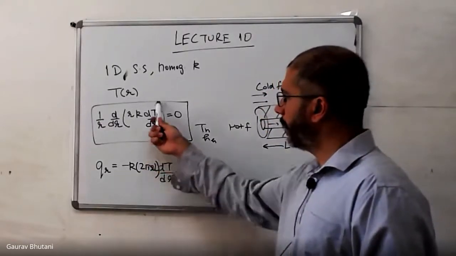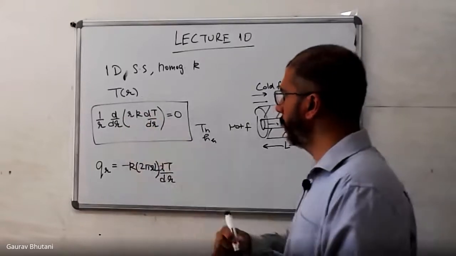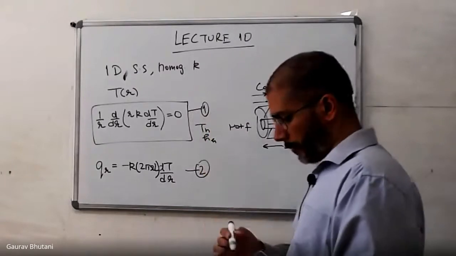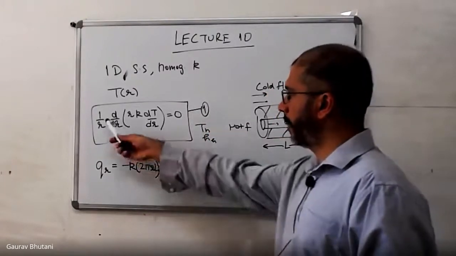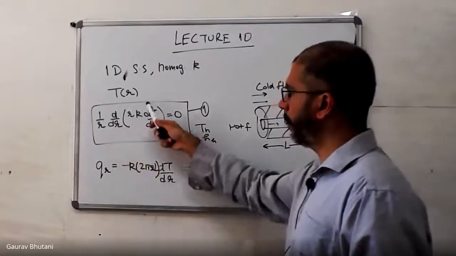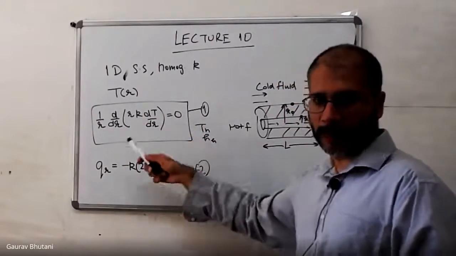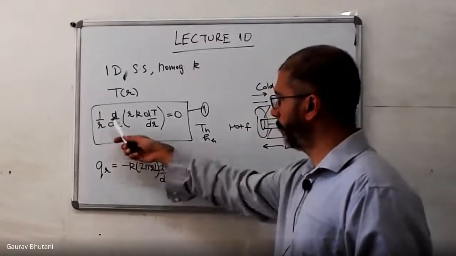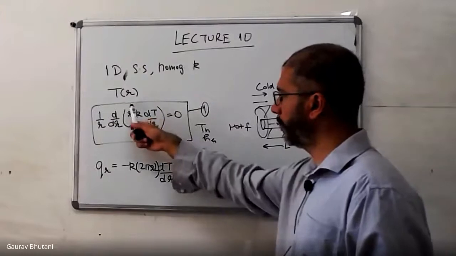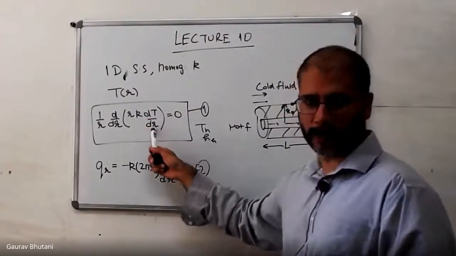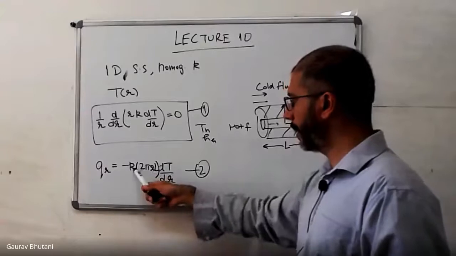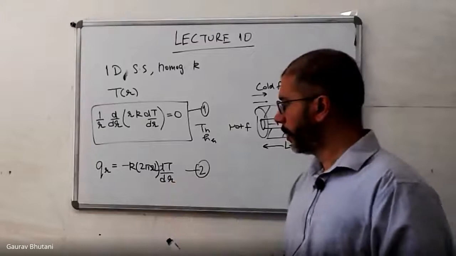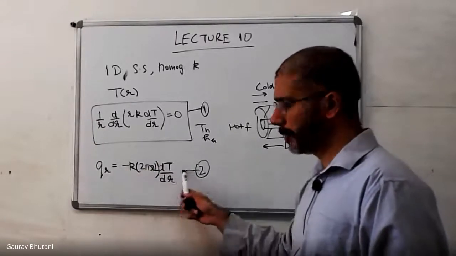Now, if I see this heat equation, let's call this 1, and let's call this 2. What I see from 1 is that d by dr of this quantity is 0. When you multiply by r on both sides, you get r k dT by dr as a constant. So if you have r k dT by dr as a constant, and of course 2 pi L is a constant anyways, what we see is that this Qr is a constant.